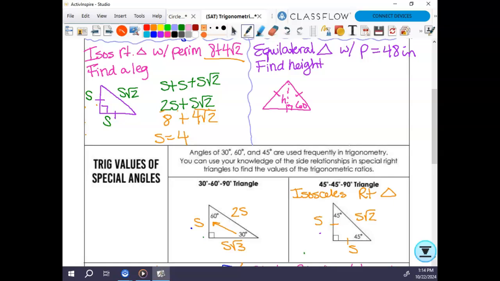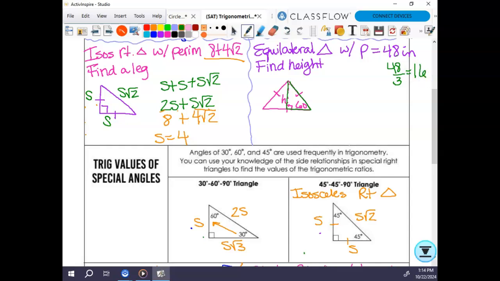Everybody good with that? So what they want you to realize is that you have a 30, 60, 90, actually 2 of them, living inside that equilateral triangle. You need at least one side length to be able to do something with. Well, I can find a side of the triangle. If the perimeter is 48, what do I do with this number to find a side length, if they're all congruent? Divide by 3, and I get 16.